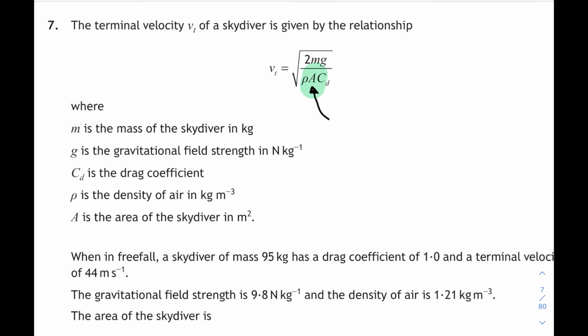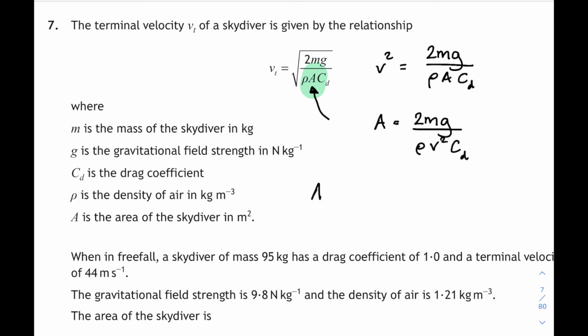So the first thing to do here is probably square both sides, and that will get rid of the square root sign. So v squared equals 2mg over that curly p times A times CD, whatever that stands for, drag coefficient. Now we're rearranging to try and find A. So A is the subject of that relationship. So we're just really swapping the A with the v squared. So A equals 2mg over curly p v squared times CD, and then we're just putting the numbers in.